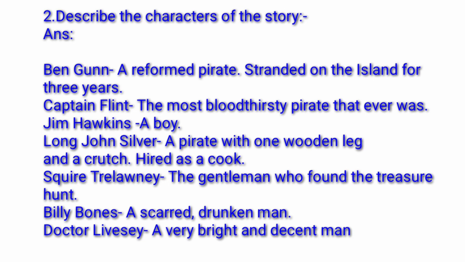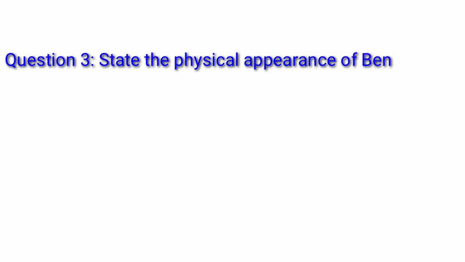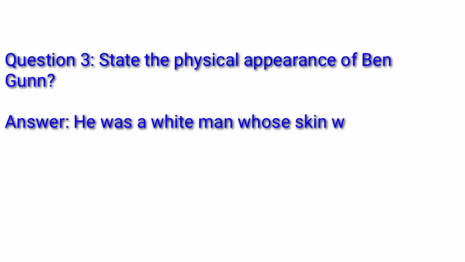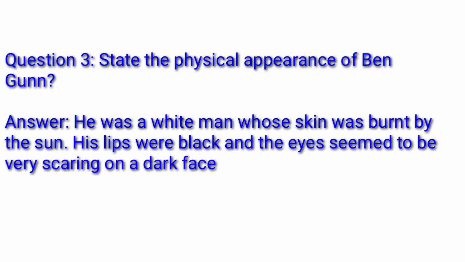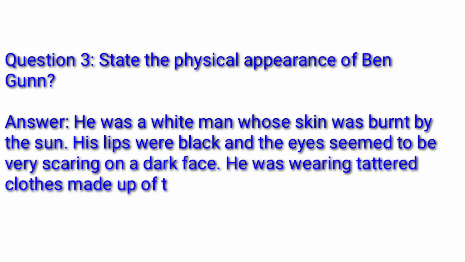Next question. State the physical appearance of Ben Gunn. Answer: He was a white man whose skin was burnt by the sun. His lips were black and his eyes seemed very scary on a dark face. He was wearing tattered clothes made from the canvas of ships.